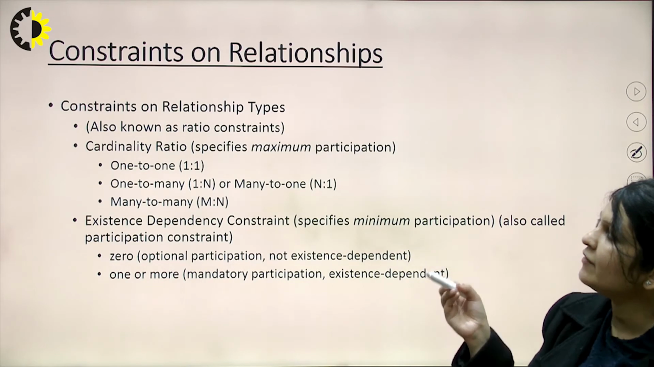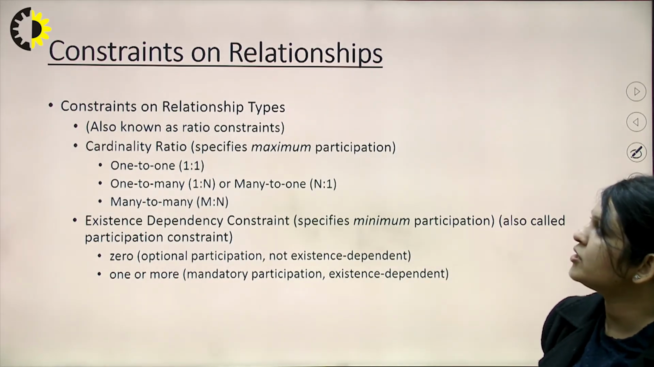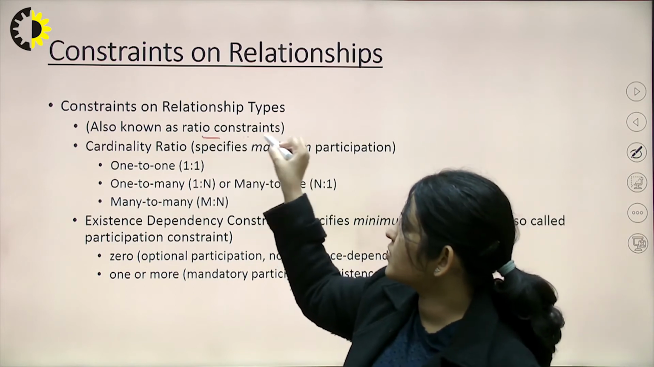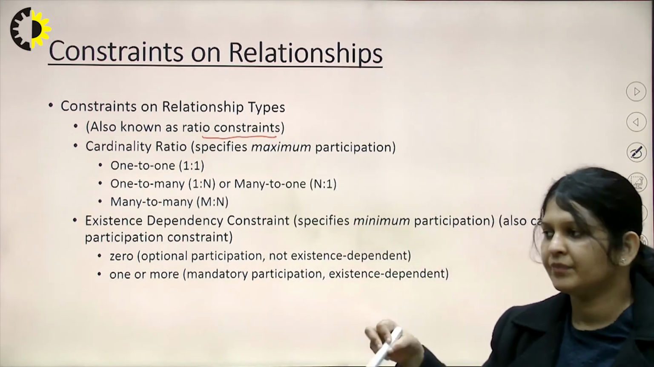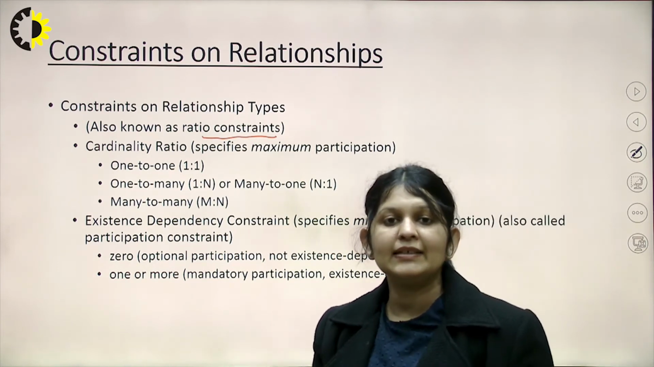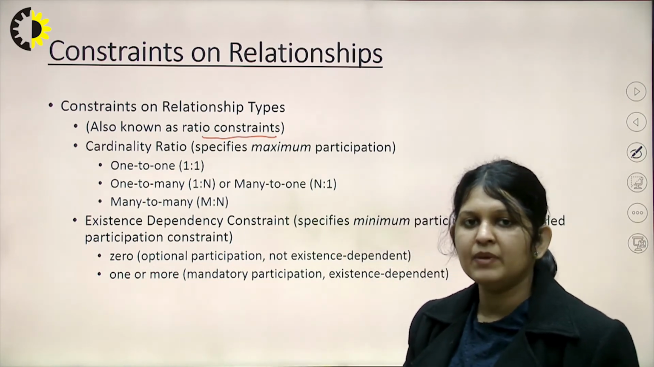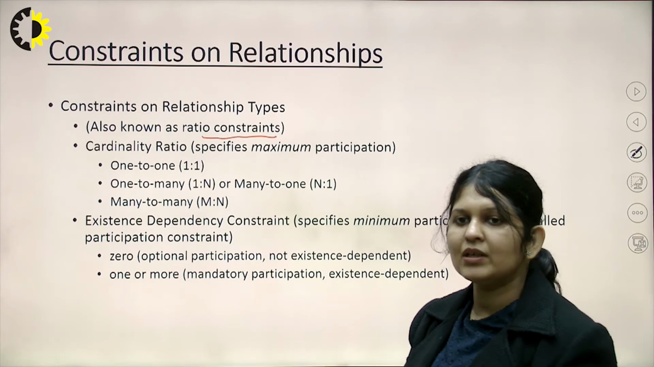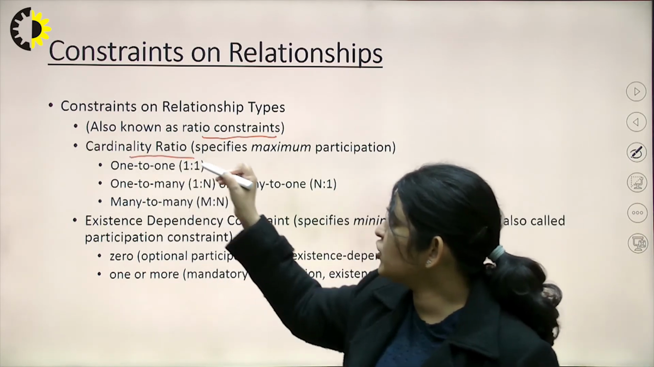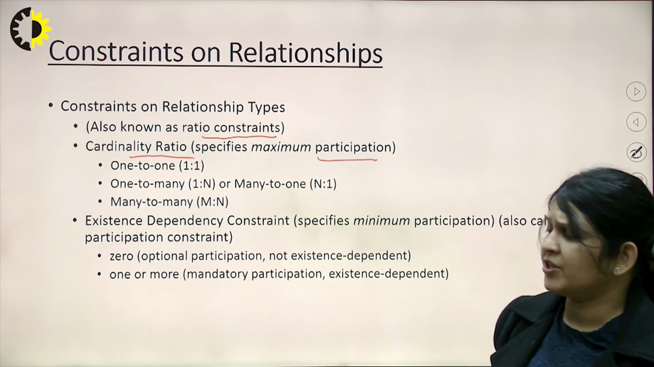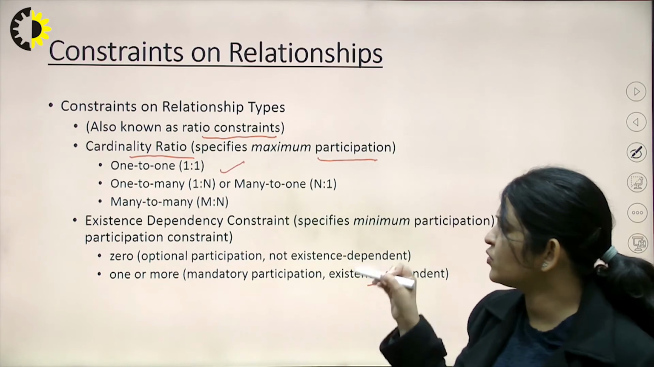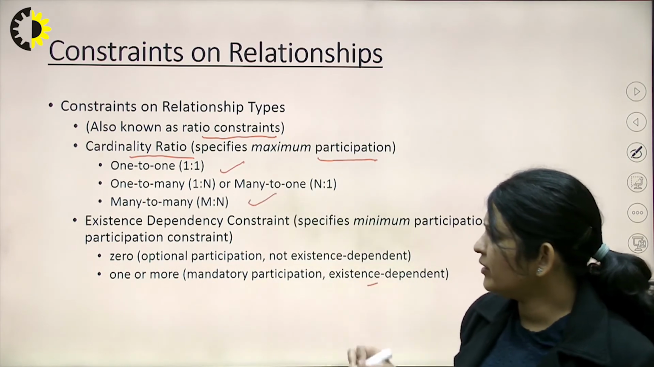Then we can have constraints or certain restrictions on the relationship. These are also called ratio constraints, that is, how many entities of a particular entity type can be in relationship with the other entity type. Cardinality ratio specifies maximum participation. As we have seen, 1:1, 1:many, many:1, many:many.